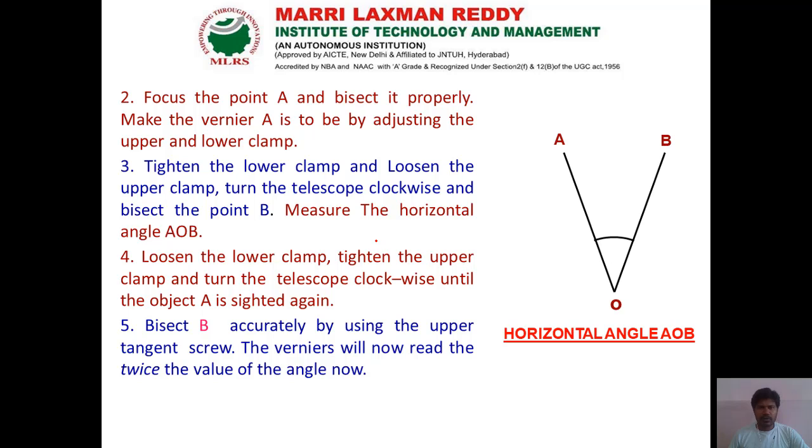Next, after doing all the temporary adjustments such as setting up, leveling up and elimination of parallax, we have to focus on point A, so that the lower clamp and the upper clamp are in the loosened position, and the reading in vernier A should be 0 degrees, 0 minutes and 0 seconds.